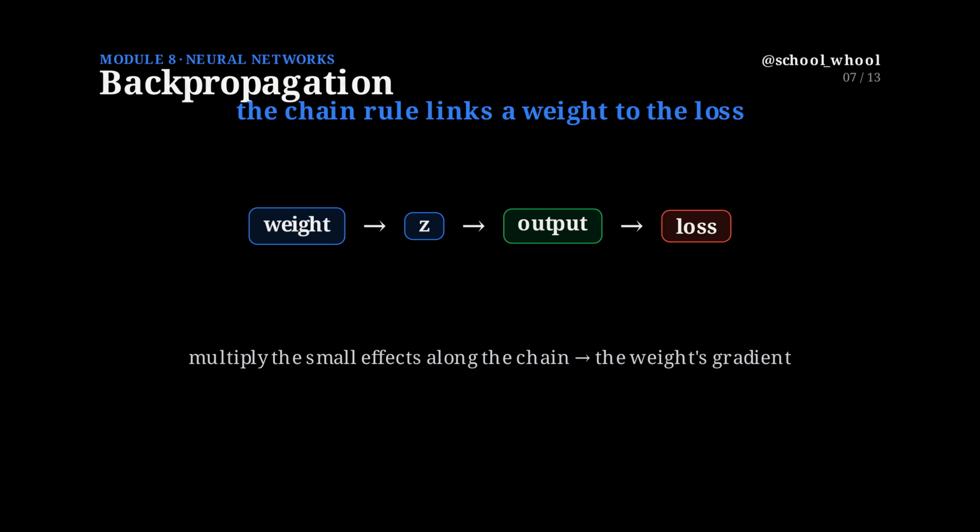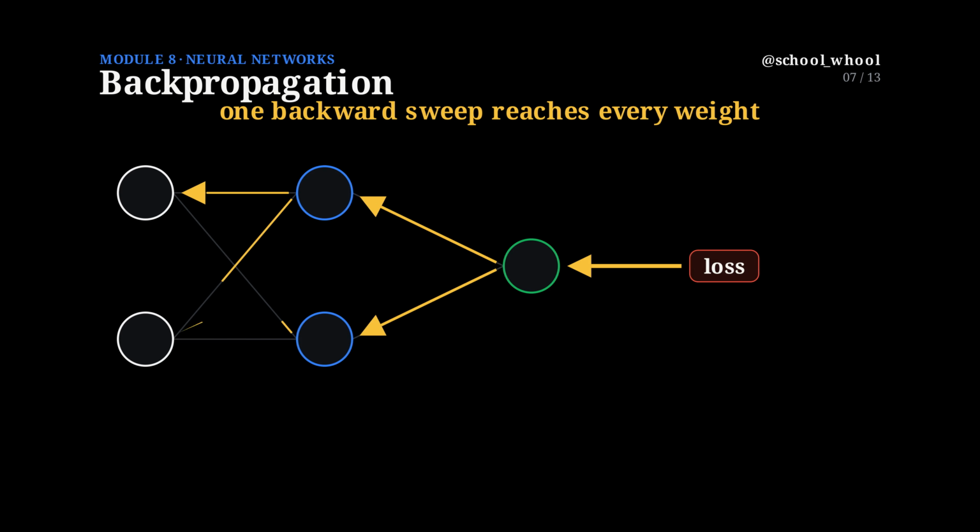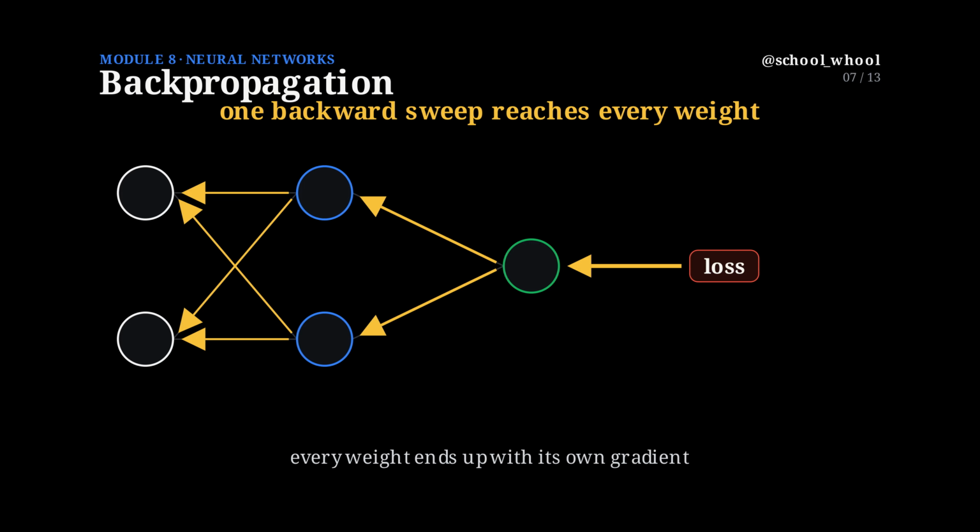Here's the clever part. We don't redo that chain from scratch for every weight. We start at the loss on the right and sweep backward through the network, just once. Each layer hands the layer before it the piece it needs. In a single backward pass, every weight ends up with its own gradient. That backward sweep is what gives backpropagation its name.